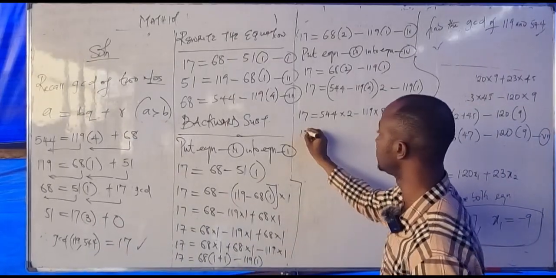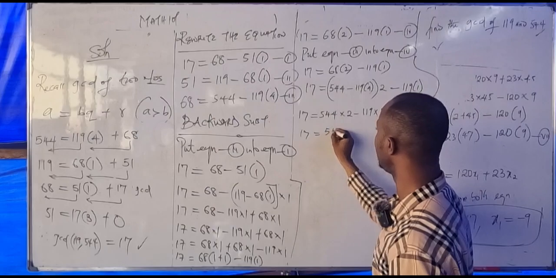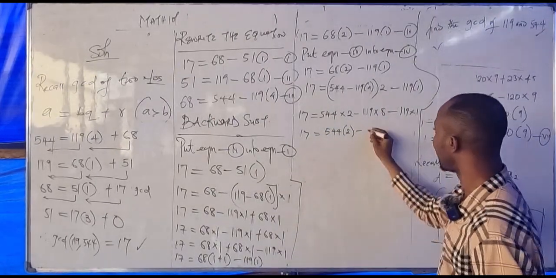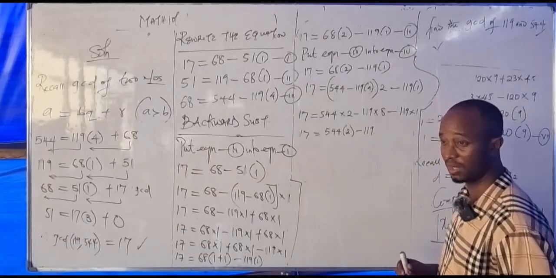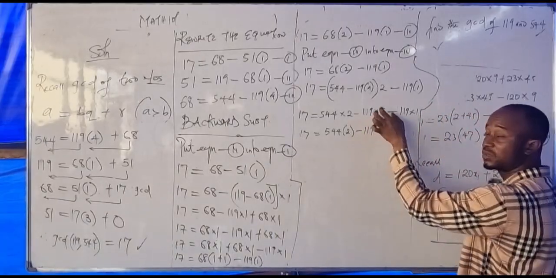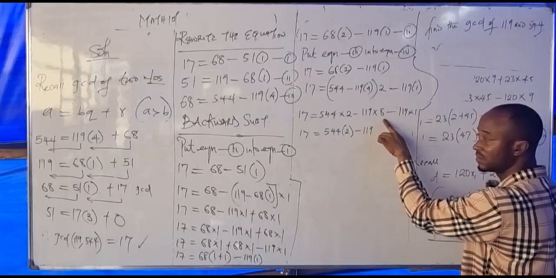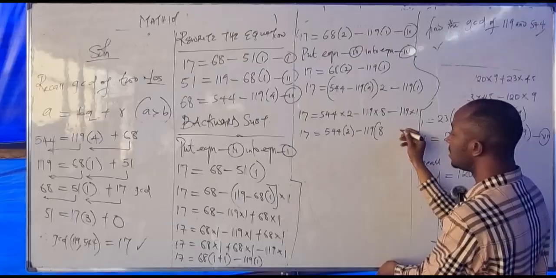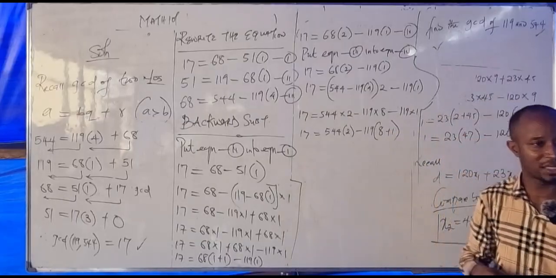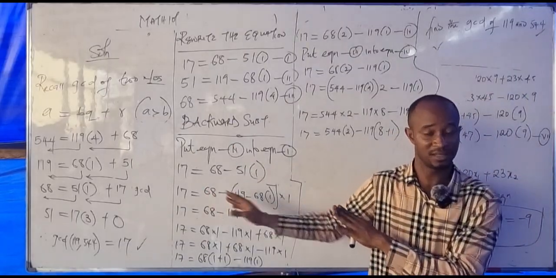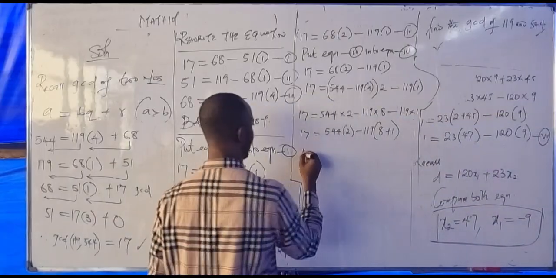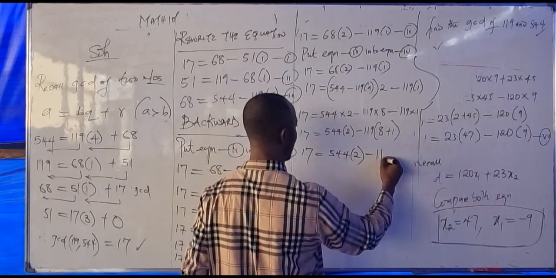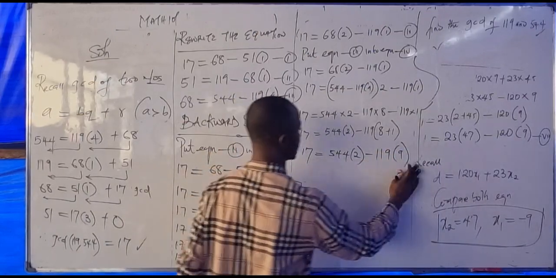Now let's watch. So we have 17 equals 544 times 2. Between these two, what is common? Minus 119 is common. If I factor out minus 119, what's left here? 8. What will be here? Plus 1. Why is it plus 1? I've already factored out the minus, right? So that will give us 17 equals 544 times 2 minus 119 times 9. This is equation 5.